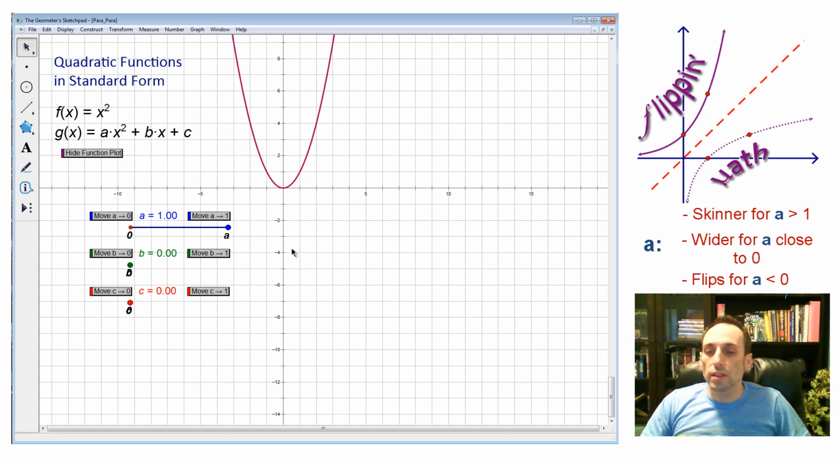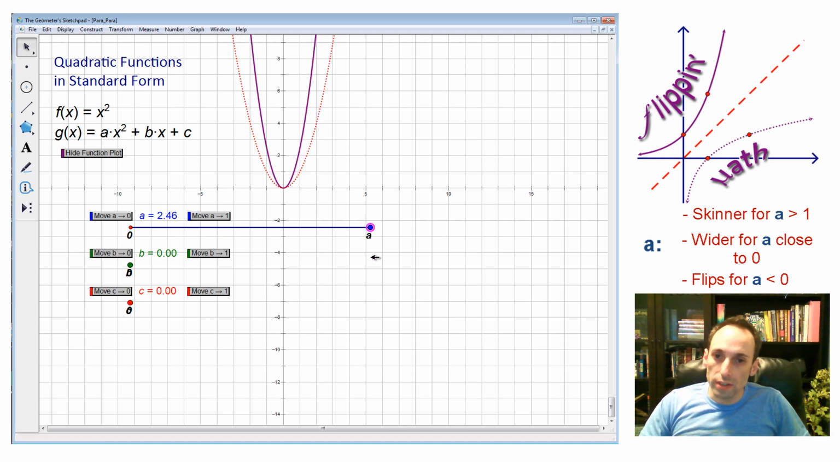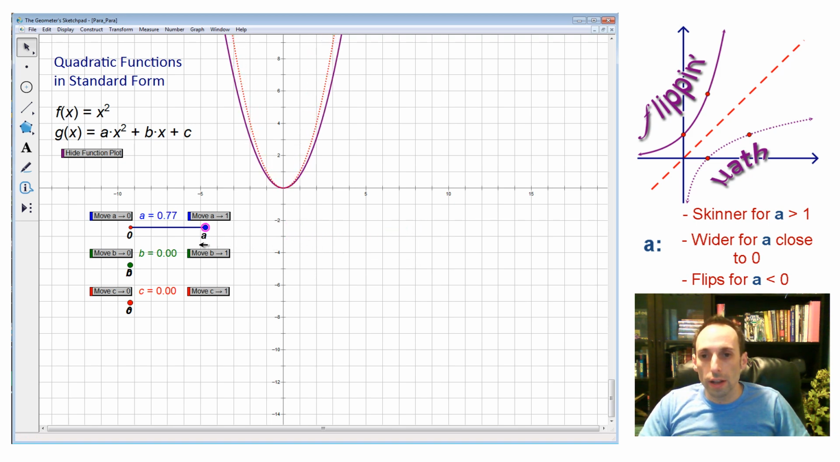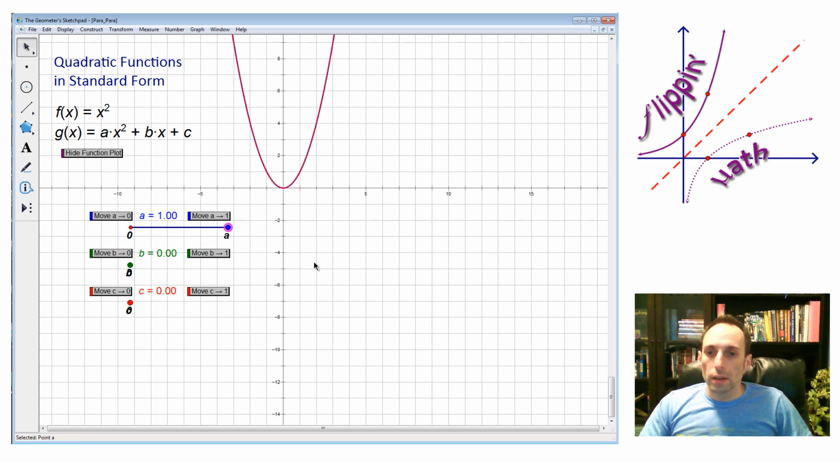across the x-axis if it's negative. It's going to get skinnier as it gets further away from 0, and it's going to get fatter as it moves closer to 0. All right, now let's skip down and look at C here. Why didn't I do B? Anyway, C. Let me make my C bigger.